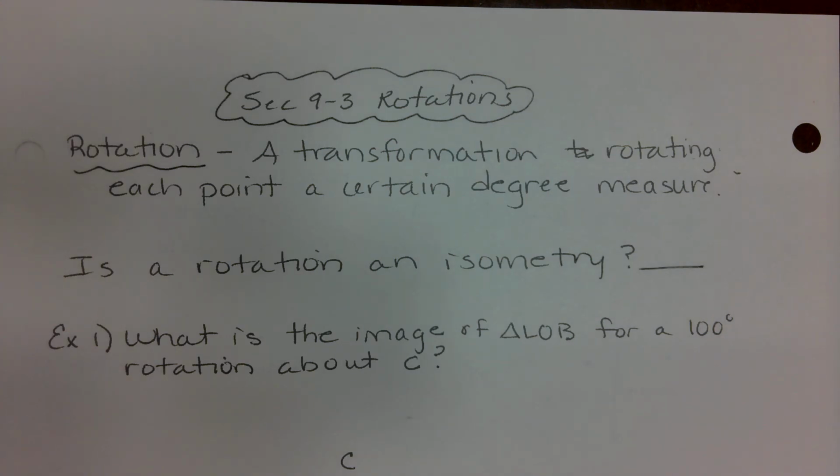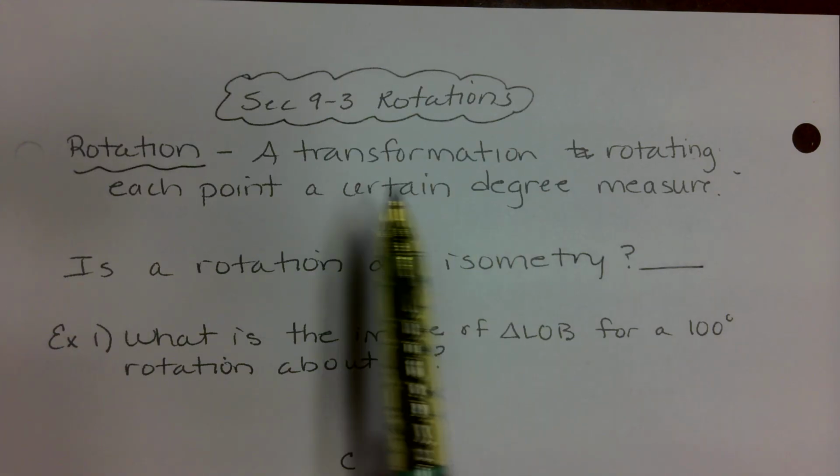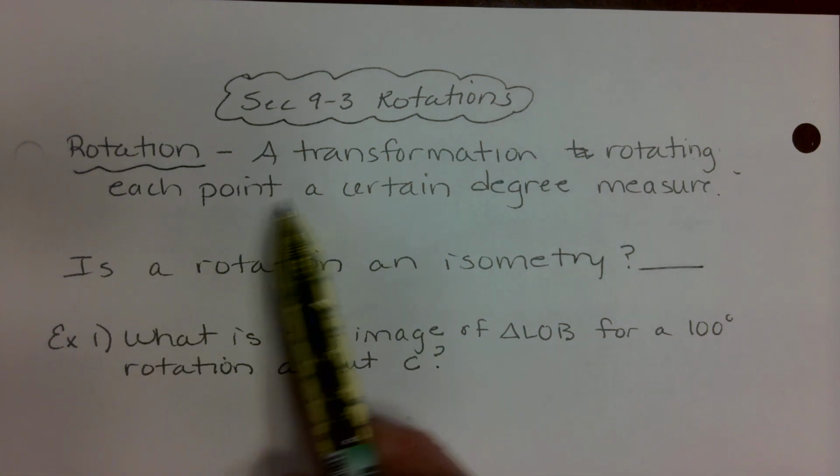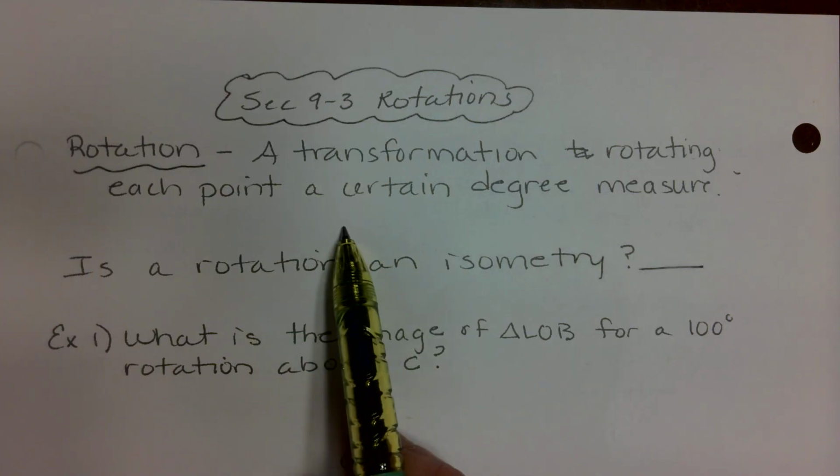Alrighty, here we are, geometry class. We are doing rotations, which is section 9.3. We have talked a lot about transformations and the different types of transformations. Some transformations yield things that are bigger, smaller, or they simply move it around. A rotation is a transformation rotating each point a certain degree measure. So this is something that's just going to rotate.